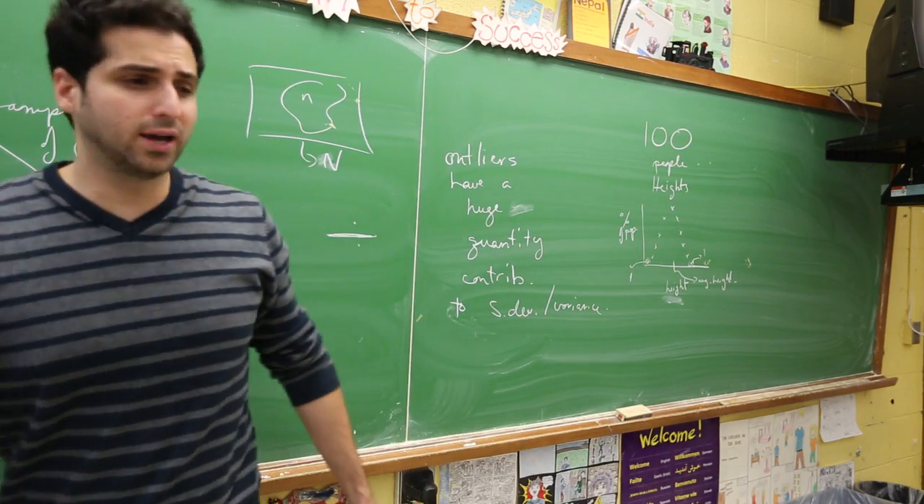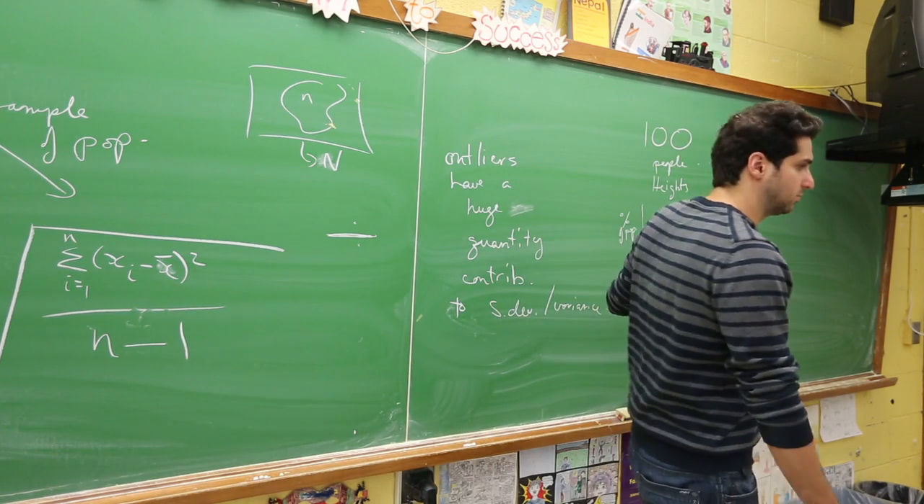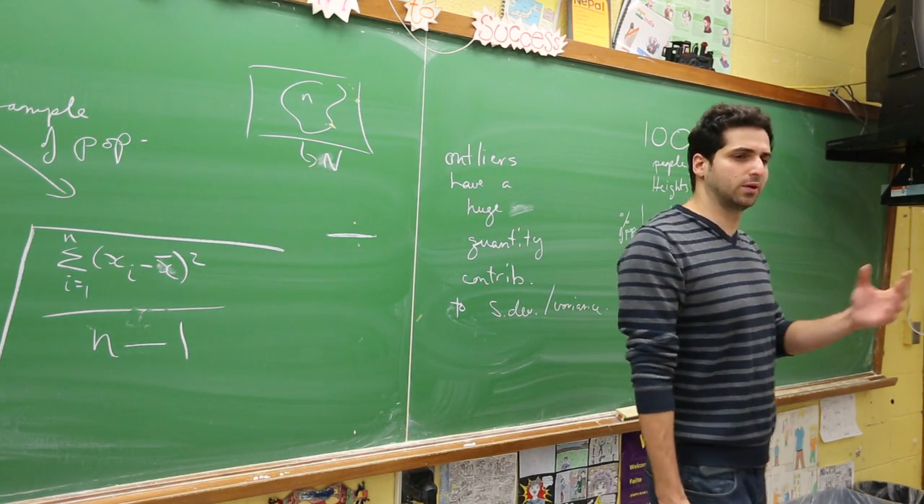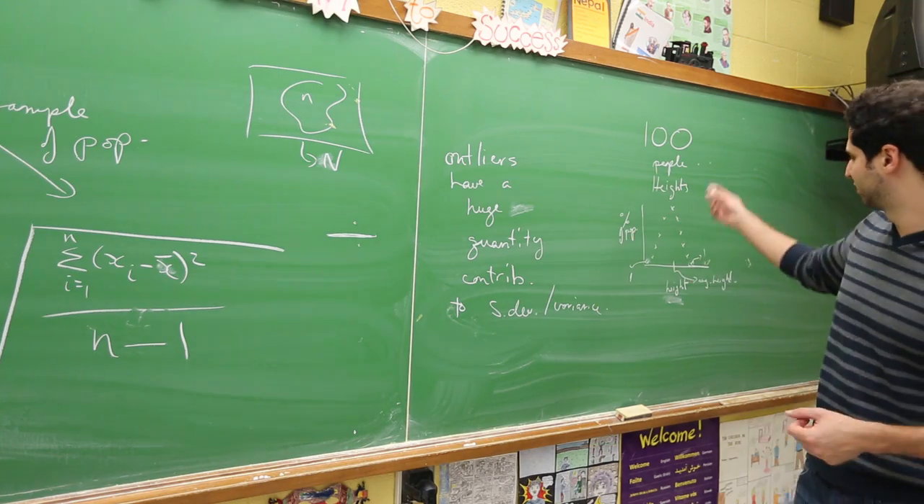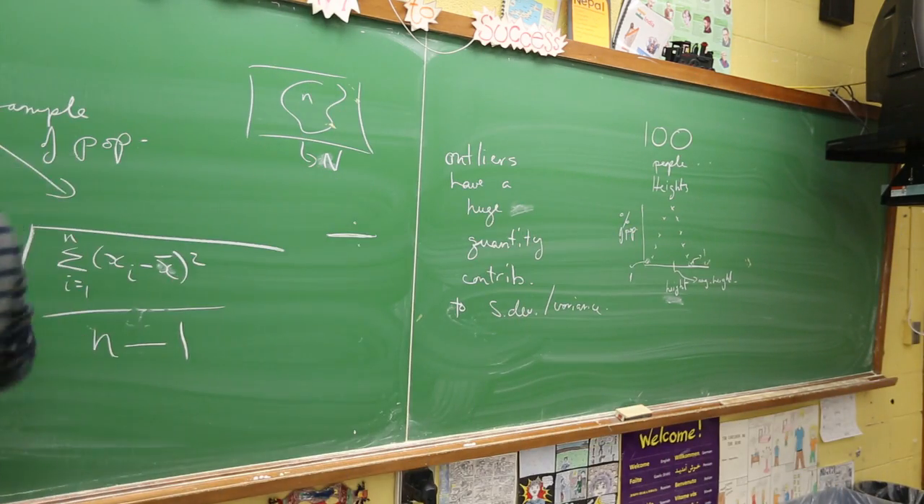Now, if you were to figure out what the average height is, you add up all of the heights and divide by the number of data points, which is 100 here. That would give you mu. And then you would figure out the deviation and square it for each one.